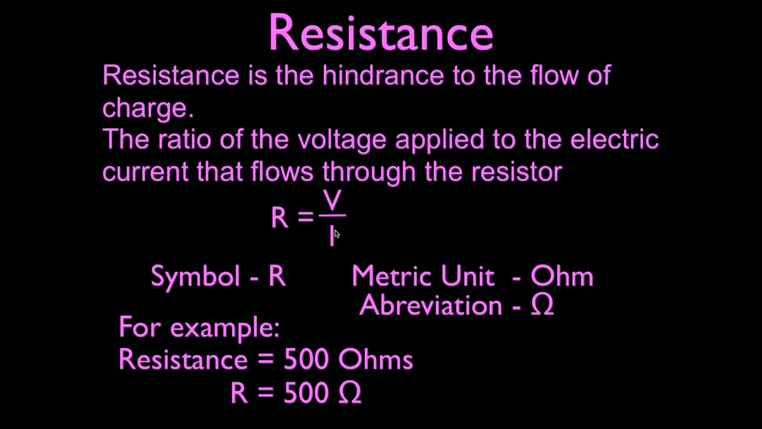Based on Ohm's law, the ratio of voltage applied to the electrical current that flows through the resistor is R equal to V by I. So in simple terms, resistance is equal to the voltage applied in the electrical circuit divided by the current flowing in that particular resistor. Resistance is represented by symbol R and its unit is ohm. For example, 50 ohms is represented with this symbol, which is the symbol for resistance.